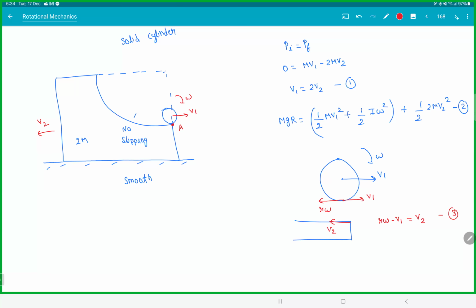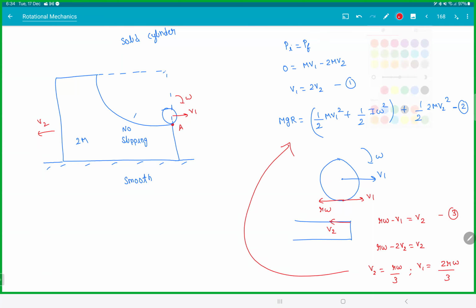And I know V1 is equal to 2V2. I can simplify this. So I get V2 is equal to r omega by 3, and V1 is equal to 2r omega by 3. There, I know everything. Dump this in equation 2. Take this and put it in equation 2.